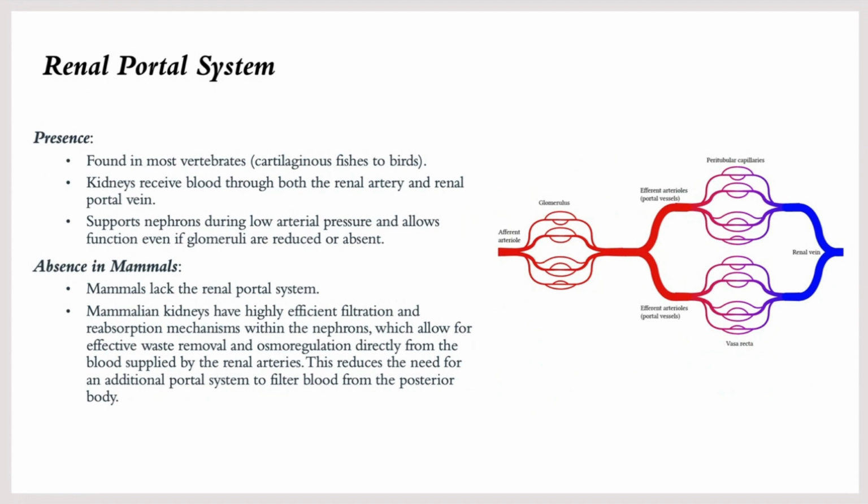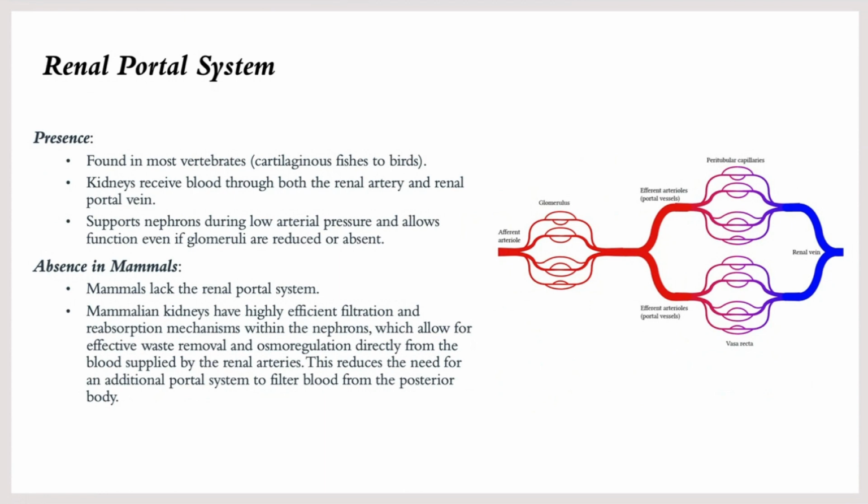So in this way, it basically supports the nephrons when there's low arterial pressure and allows for the nephrons to work even if the glomeruli are basically reduced in this species or they are absent. So they are absent in mammals.